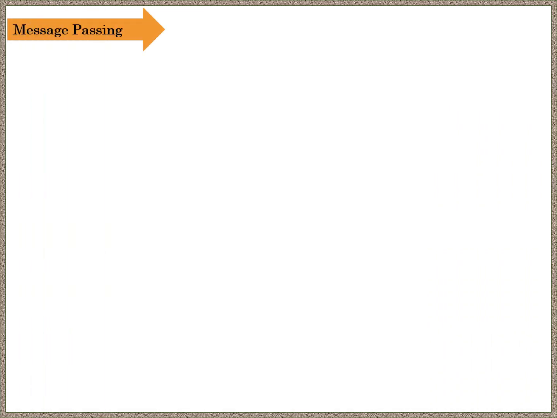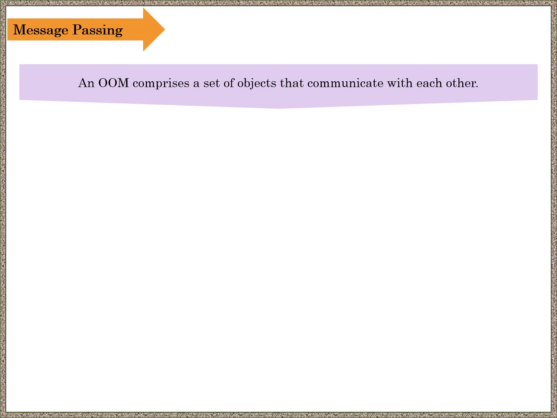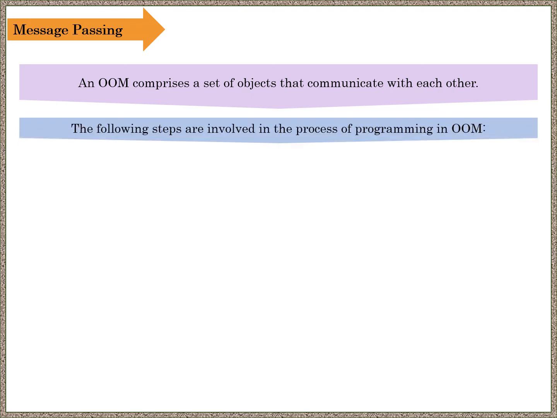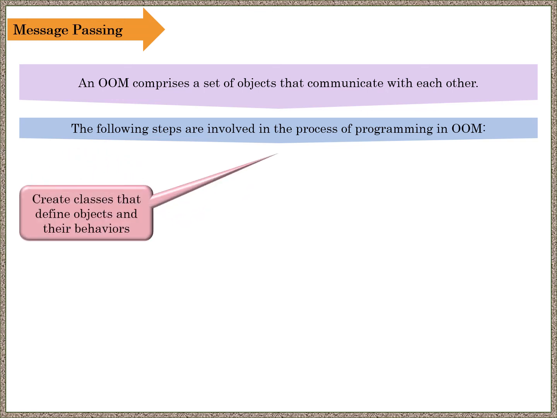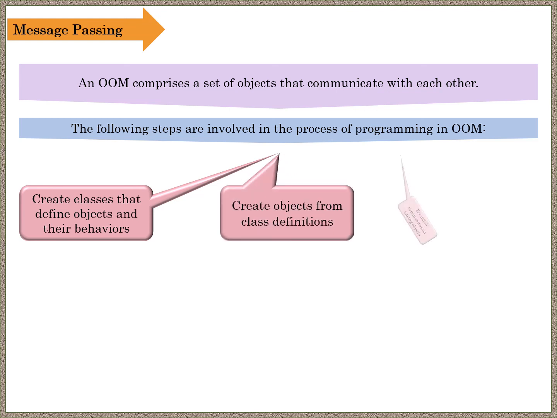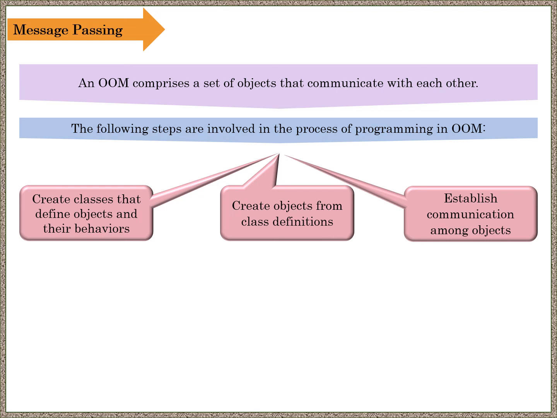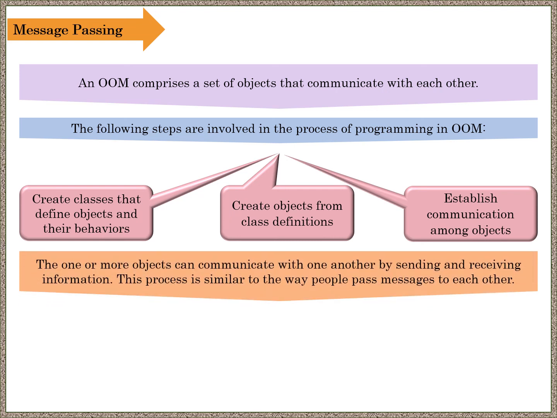Message passing. An OOM comprises a set of objects that communicate with each other. The following steps are involved in the process of programming in OOM. Create classes that define objects and their behavior. Create objects from class definitions. Establish communication among objects. One or more objects can communicate with another by sending and receiving information.